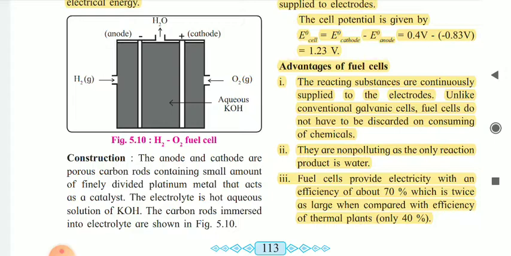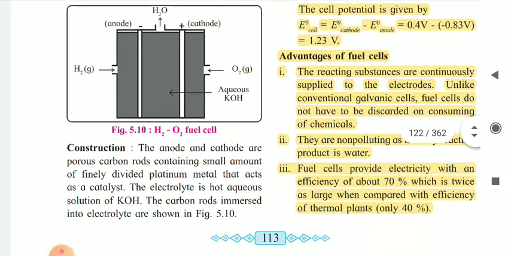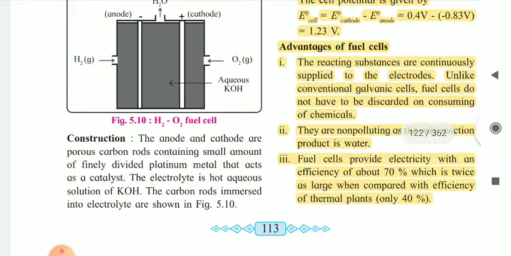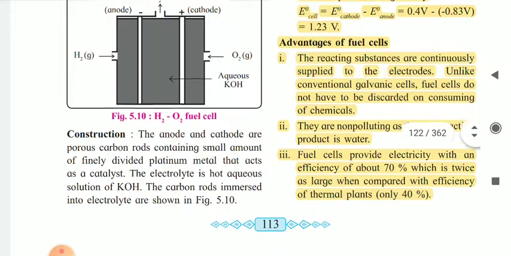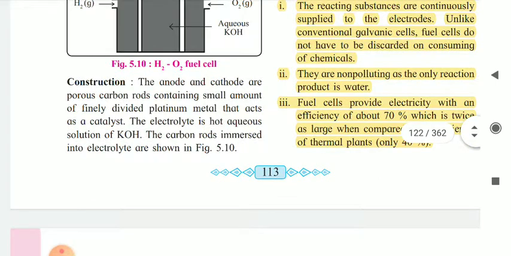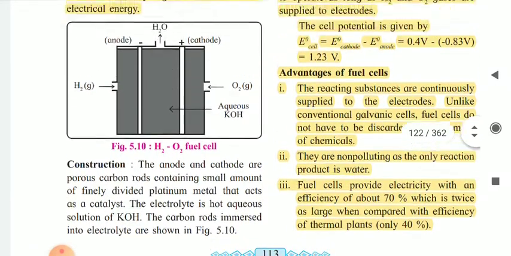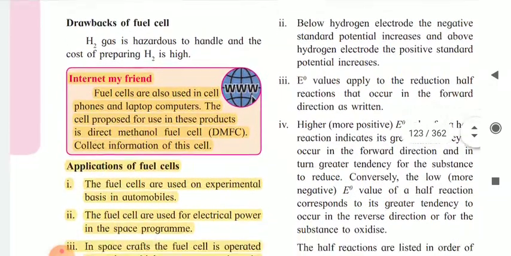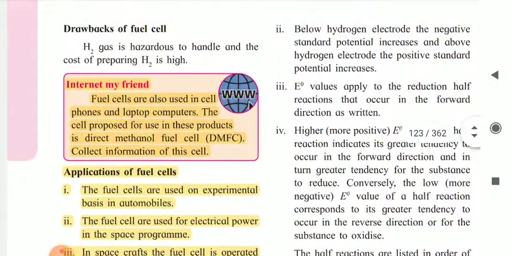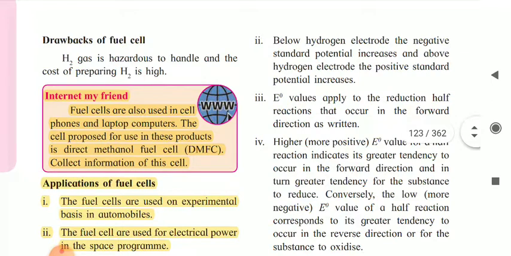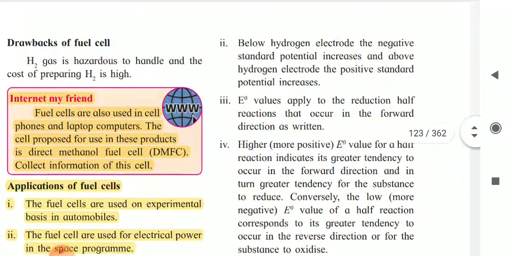At both the sides you will notice here the negative terminal, that is the anode, as well as the positive terminal, the cathode, and these two, anode and cathode, get dipped into the electrolyte, which is nothing but the hot aqueous solution of KOH. So this is the simple construction of this H2O2 fuel cell. Now drawbacks are included in your syllabus. H2 is hazardous to handle and the cost of preparing H2 is very high. This is the first drawback of this fuel cell.